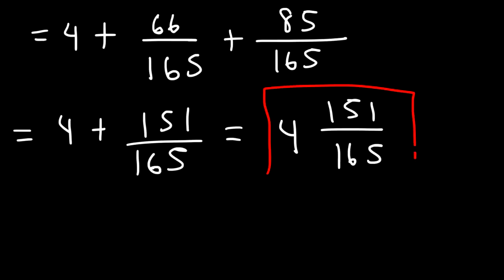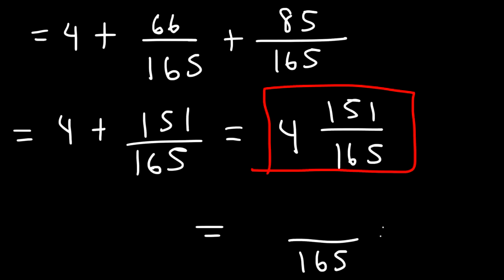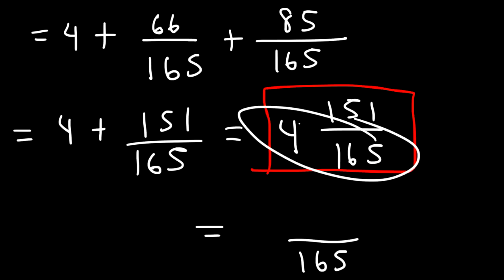Now let's convert our answer into an improper fraction, just in case we needed to. So first, we need to rewrite the denominator. This is not going to change. Next, we need to multiply 4 by 165, which is 660, and then add 151 to it. So 660 plus 151, that's 811. And so this is the answer as an improper fraction.